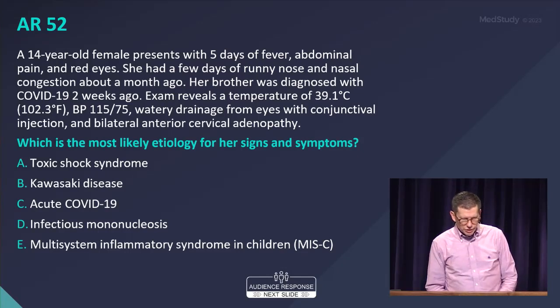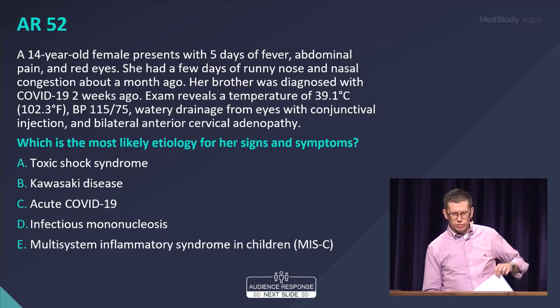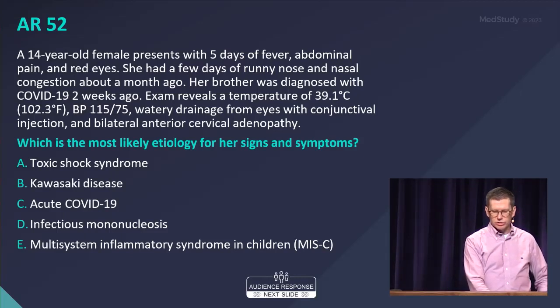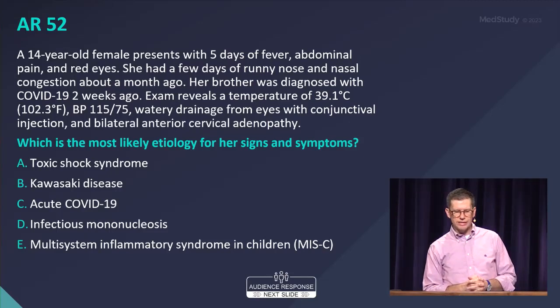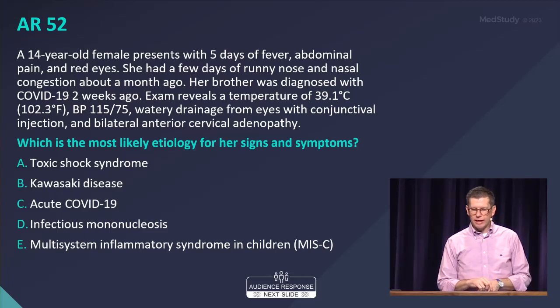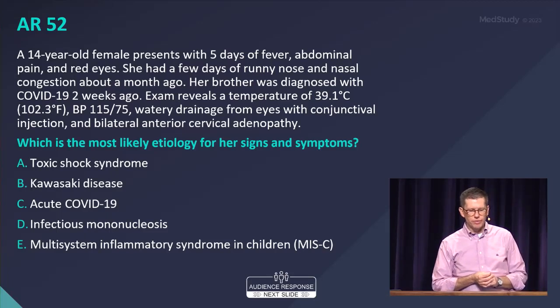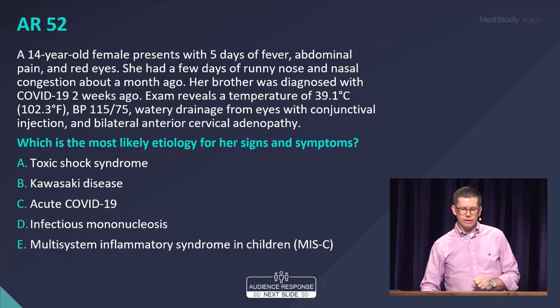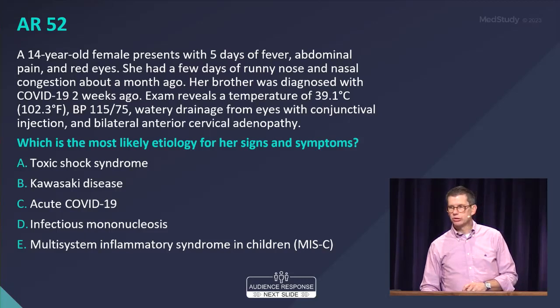Okay, question 52. A 14-year-old female presents with 5 days of fever, abdominal pain, and red eyes. She's had a few days of runny nose and nasal congestion about a month ago. Her brother was diagnosed with COVID-19 2 weeks ago. The exam reveals a temperature of 102.3, blood pressure 115/75, watery discharge from the eyes with conjunctival injection, and bilateral anterior cervical adenopathy. Which is the most likely etiology for her signs and symptoms? A, toxic shock syndrome, B, Kawasaki disease, C, acute COVID-19, D, infectious mononucleosis, or E, multisystem inflammatory syndrome in children.